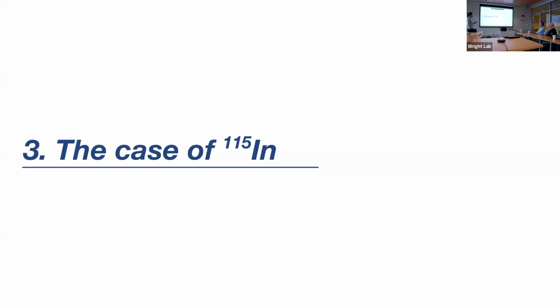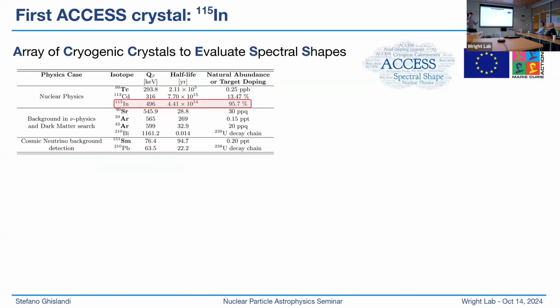Okay, so let's go on. First measurement, indium-115. As I was telling you before, indium-115 undergoes beta decay. This measurement has been done within the ACCESS project. ACCESS stands for Array of Cryogenic Crystals to Evaluate Spectral Shapes, and it has been funded by the European Union. The goal of ACCESS is to measure precisely the shape of different beta-decaying isotopes, among which there are also some important for nuclear physics, for the reasons I told you about before.